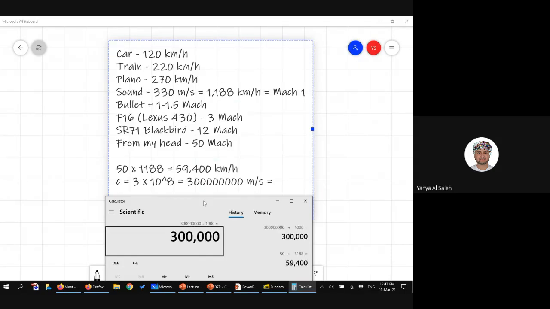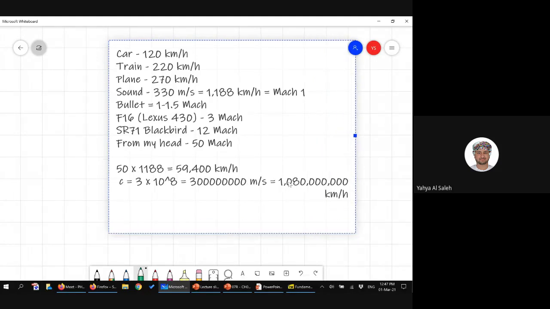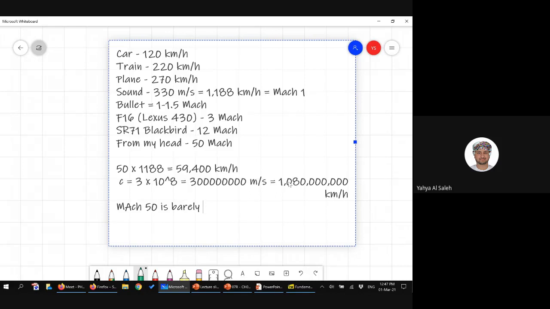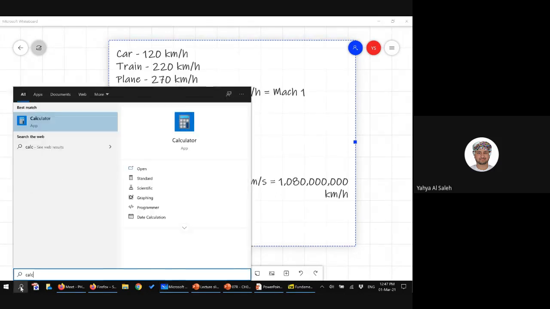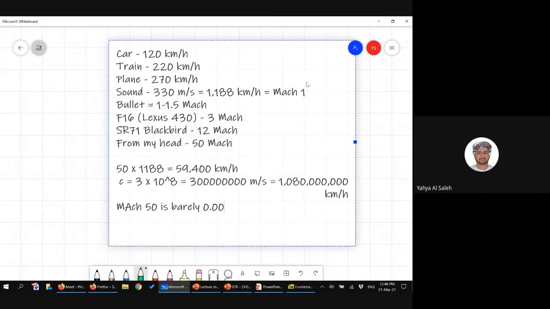This is kilometers per second, and this is in 1 hour, 1,080,000,000 kilometers per hour, which means that if I want to see as a percentage, Mach 50 is barely, okay, how much? 59,400 divided by 1,080,000,000, that's 0.006%. So it's very, very low.